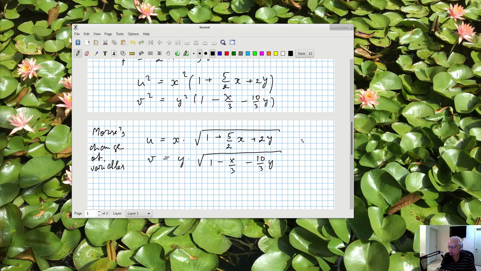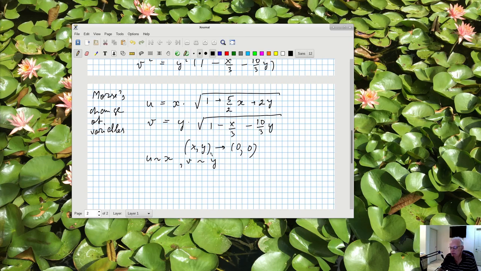Also, when x and y are getting close to the origin, those square roots become ones, and u looks like x. It's almost an identical change. That means u and v look like x, y. Also, if you write the partial derivatives for u and v for this change of variable, you will see that at the origin it will be the identity matrix, one on the diagonal, zero otherwise. And now we have the Morse change of variables.